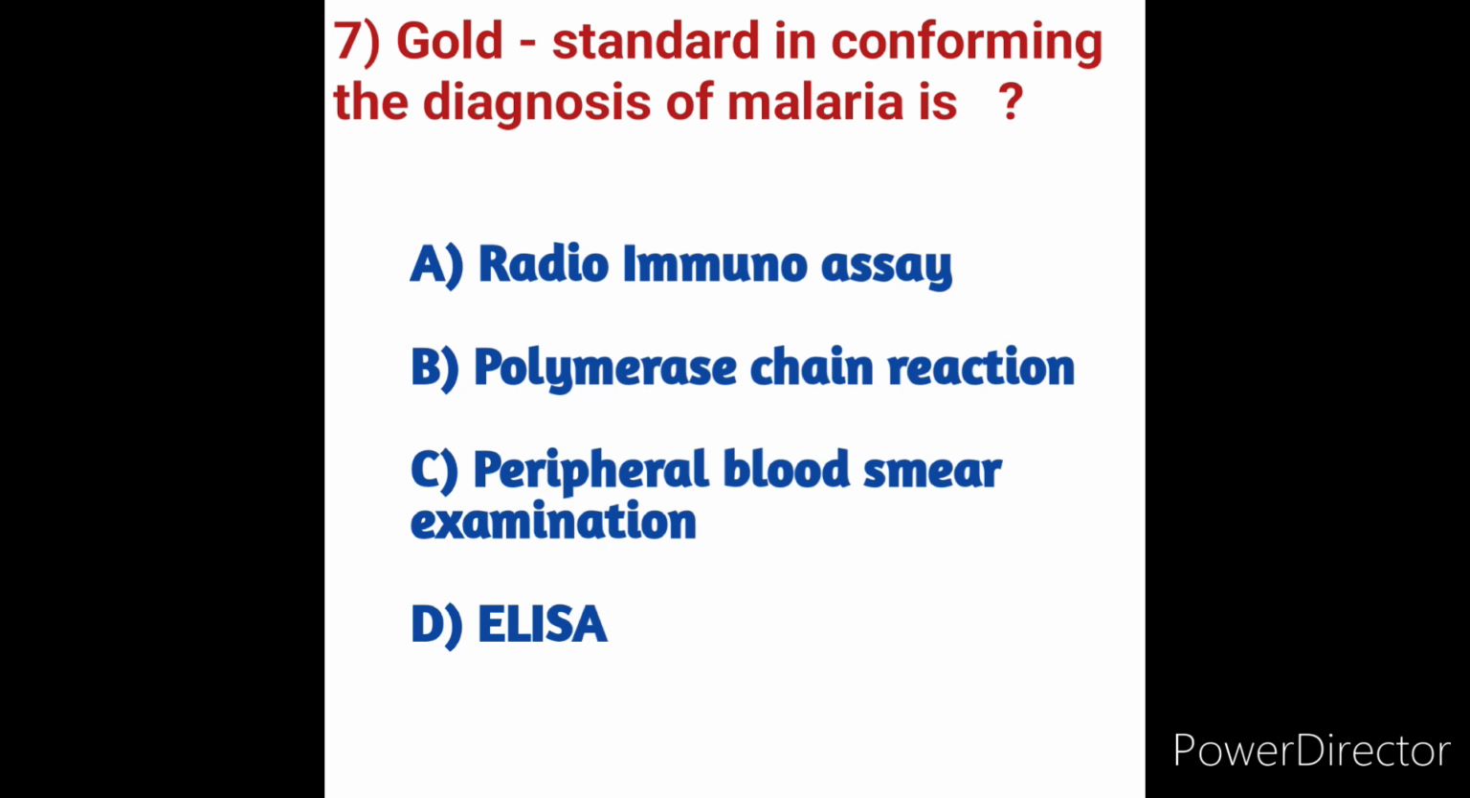It is useful in establishing the diagnosis of malaria, identifying the plasmodium species, as well as determining the degree of parasitemia. So here the gold standard in confirming the diagnosis of malaria is option C. Peripheral blood smear examination is the correct answer here. Option C. Next we will move on to question number 8.